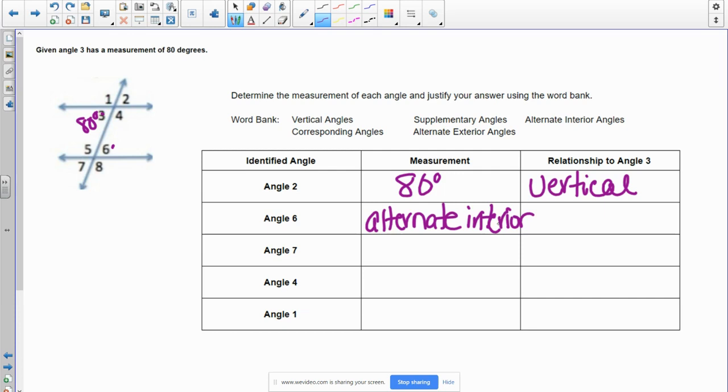Oops, I turned those around. And their degree would also be 80 because remember, alternate interiors would be 80. So when you draw yours, just flip these around. I apologize.